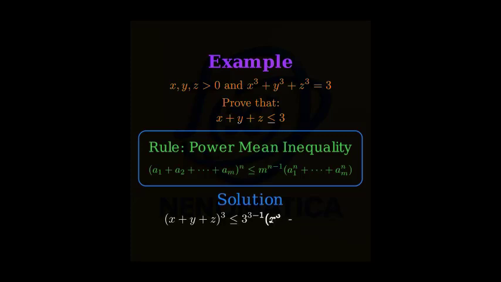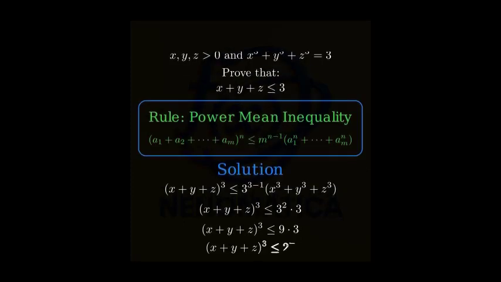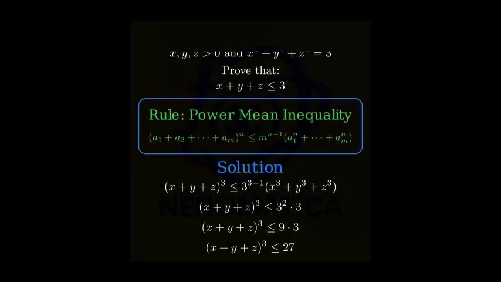Let's apply the power mean inequality to our problem. We set a1 equals x, a2 equals y, a3 equals z, and n equals 3. The number of terms m is 3 in this case. Let's simplify the right side. 3 to the power 2 is 9, and we're told that x cubed plus y cubed plus z cubed equals 3. So we get (x plus y plus z) cubed is less than or equal to 9 times 3.